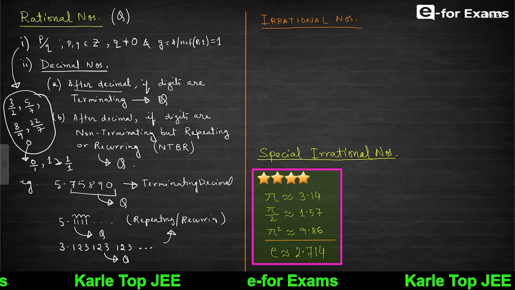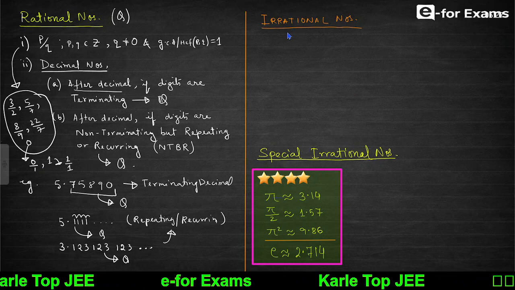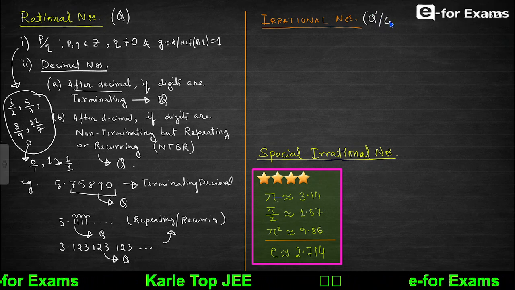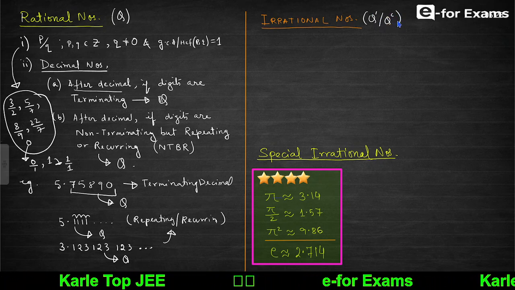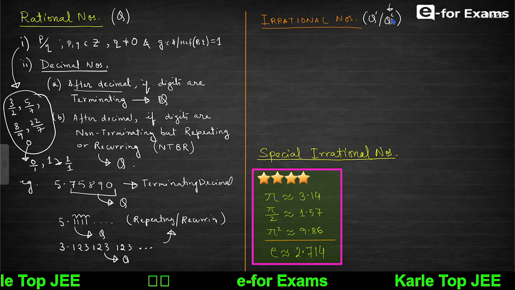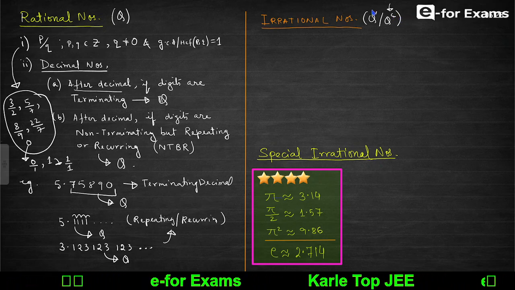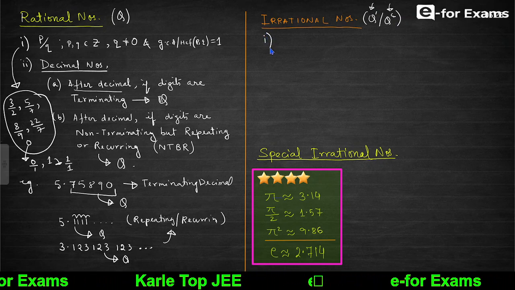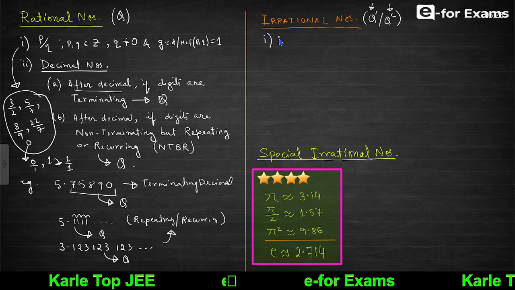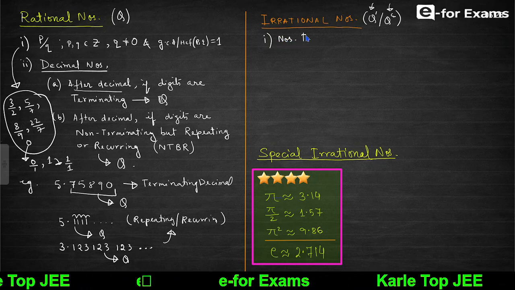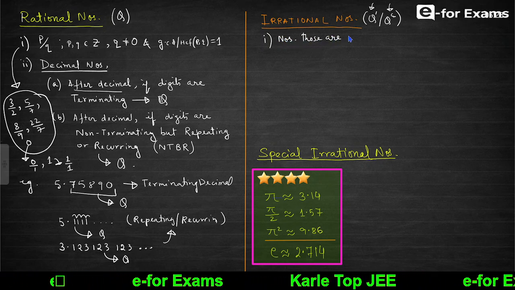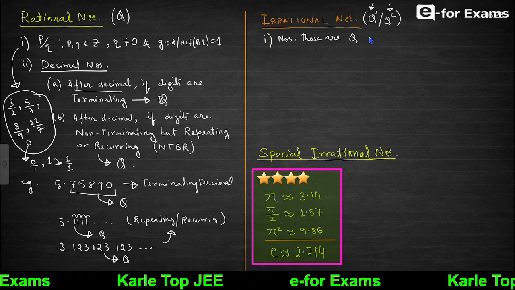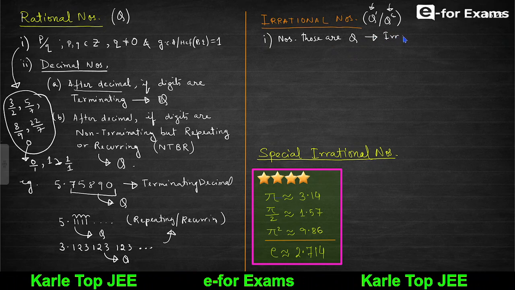Next, let's study irrational numbers. An irrational number is represented by Q prime or Q complement. In some books you can see Q with C, and in some books you can see Q prime. Point number 1: irrational numbers are those that are not rationals. Numbers which are not rationals are called irrational numbers.